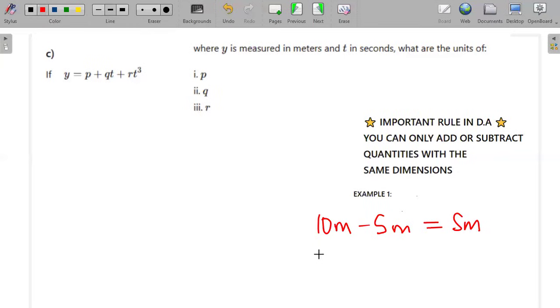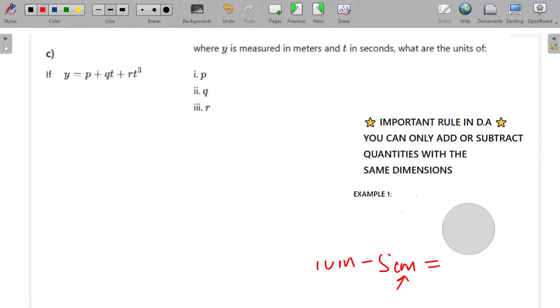But if I have 10 meters minus 5 centimeters, can I get the answer here? No, unless I change one of these to the other unit. It's either I change the centimeter to the meter or I change the meter to the centimeter, then I can subtract. So we can only add or subtract quantities that have the same dimensions.